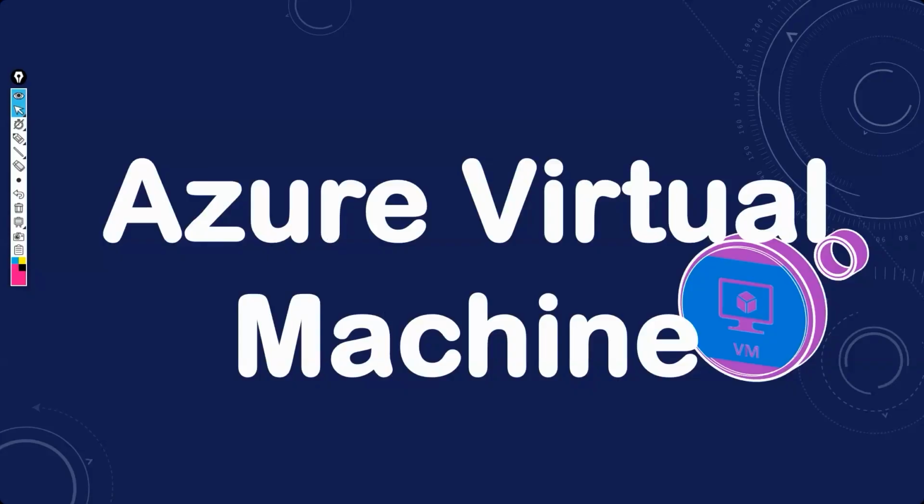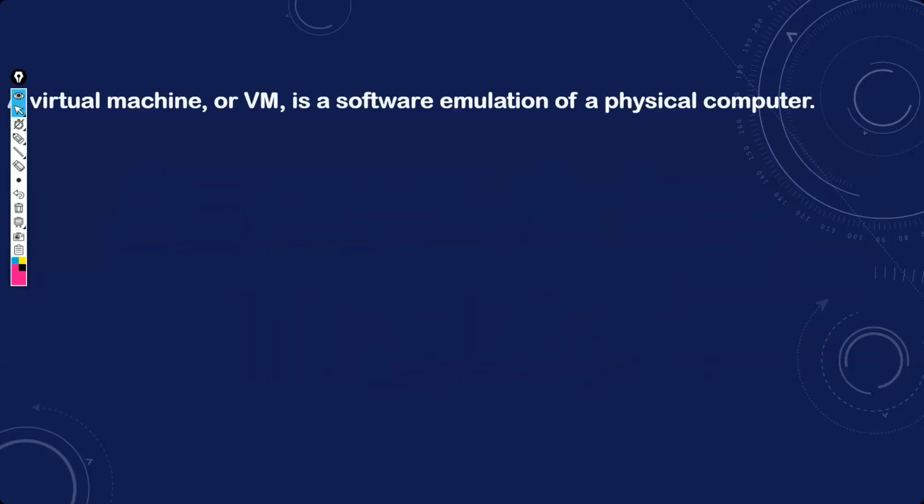It is Azure Virtual Machines. A virtual machine, or a VM, is a software emulation of a physical computer or physical server. You see, a virtual machine is a software emulation of a physical server. It is just like your physical server.